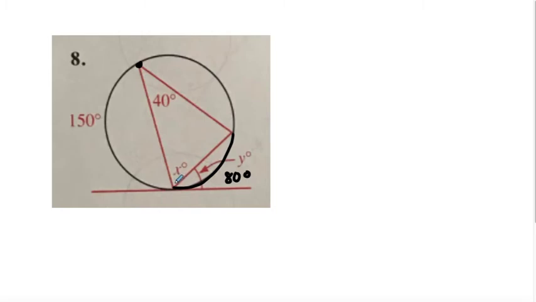Then I look at y, okay? And I see that y is an inscribed angle as well. It's that chord with a tangent. And so that is cutting off the same arc, which would mean that y has to be 40 degrees. Now, x is a little bit trickier. The thing about x is that you need more information.